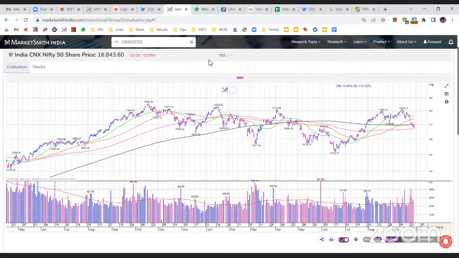Currently you can see the fall is happening on above-average volumes. This is not a good sign. When the overall index is falling and the volumes are on the higher side, that indicates institutions are exiting the market or big positions are on the sell side. This is a sign of distribution happening in the market.